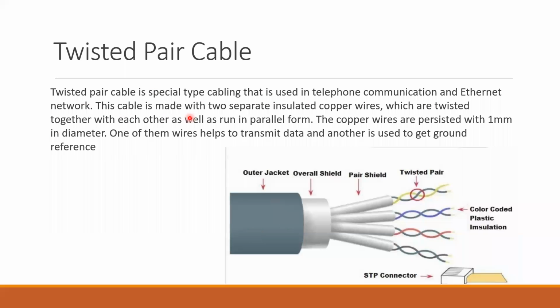The cable is made with two separate insulated copper wires, दो अलग अलग copper wires होती हैं, which are twisted together with each other as well as run in parallel form. जो कॉपर वायर होता है वो 1 mm का डायमीटर का होता है. One of them helps to transmit the data and the other is used for ground reference. एक तो ट्रांसमिशन के लिए होता है और एक होता है ग्राउंड रेफरेंस के लिए. This ground reference term you will understand in physics definitely, maybe you are reading the chapter.